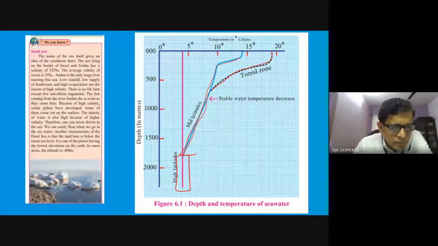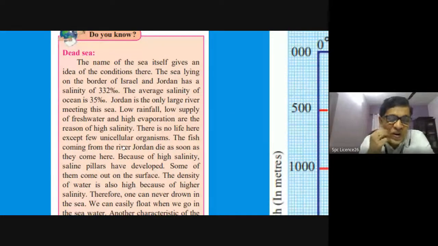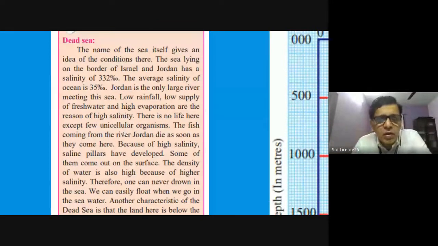Having done that, an interesting fact to note is about the Dead Sea. The sea lying on the border of Israel and Jordan has a salinity of 332 parts per thousand. This is per thousand, not 100. The average salinity of an ocean, however, is 35 parts per thousand. Jordan is the only large river meeting the sea, and nowadays they have built many dams across the river Jordan, which leaves very little fresh water to join the sea.